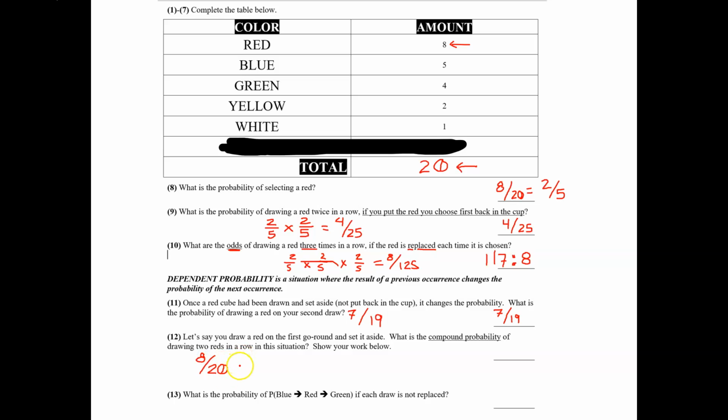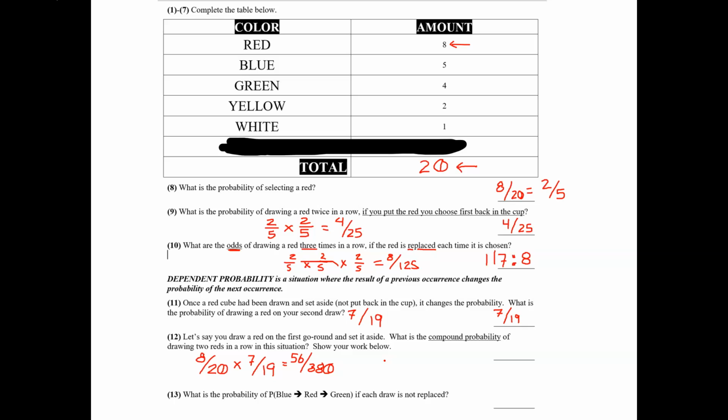But then we pull that red out on the first draw, and we don't put it back in. We set it off to the side. So now, we know this from our previous problem, there are only 19 total cubes, and only 7 of them are red, because one of our reds is out. We multiply that together. 8 times 7 is 56. 20 times 19 is 380.